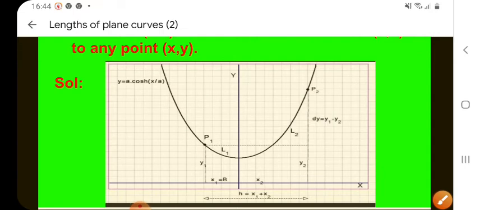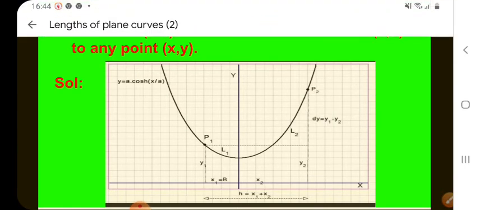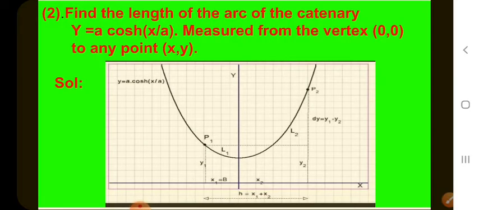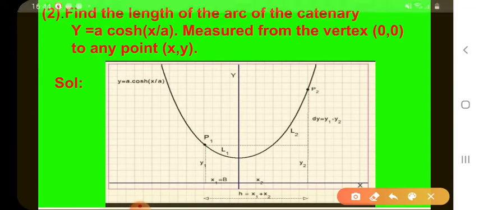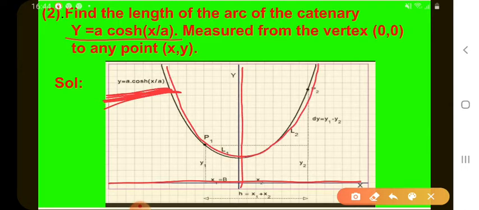Okay, see. First I draw the graph of the given equation. Given y equals a cosh of x by a. See, this is the graph of y equals a cosh of x by a. This is the x axis, this is the y axis. This is the cosh x by a curve. From the vertex, where is the vertex here? 0 comma 0 is the vertex, and to any point x comma y. So we have to find the length from the vertex to any point, this is the any point x comma y. We have to find this length.